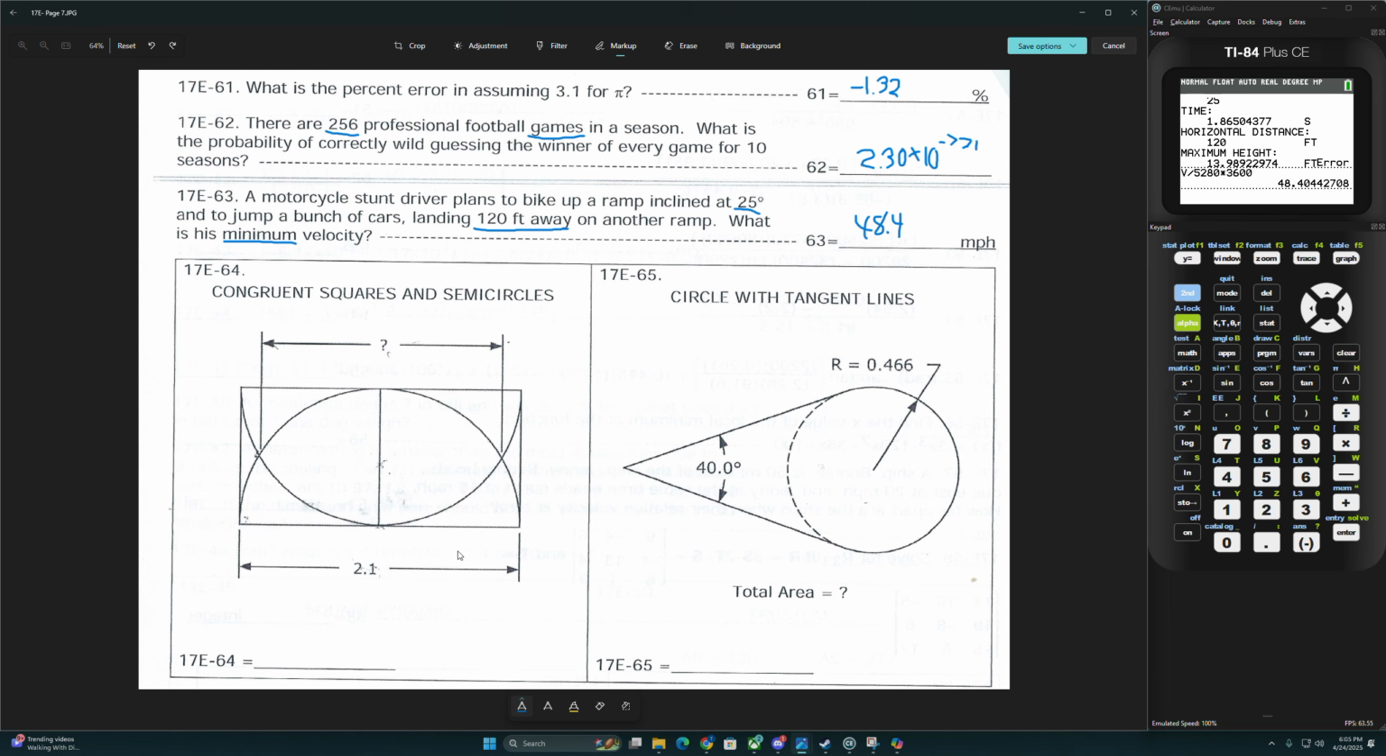Congruent squares and semicircles. We're asked for the distance between these two. Okay, let's just think about this. I'm going to make a triangle. I feel like that's just the best way to start off. An isosceles triangle here. There we go. Thank you for fixing my mistake.